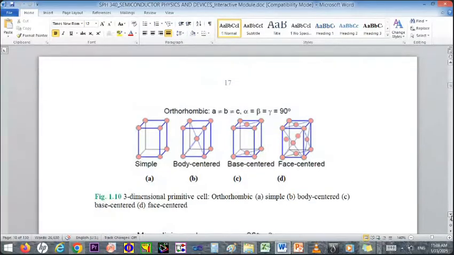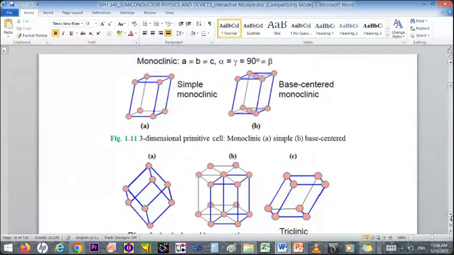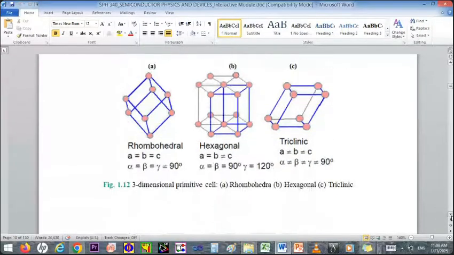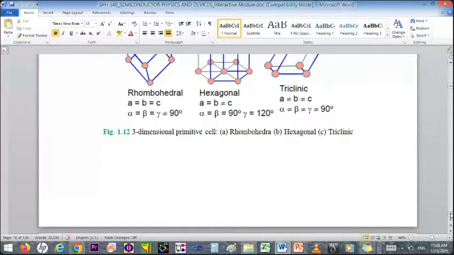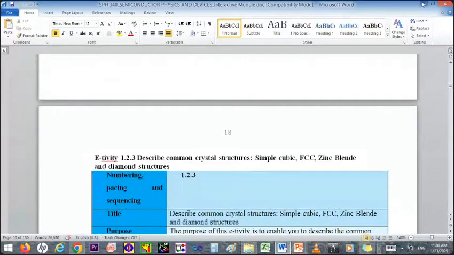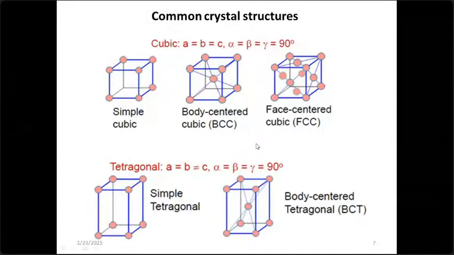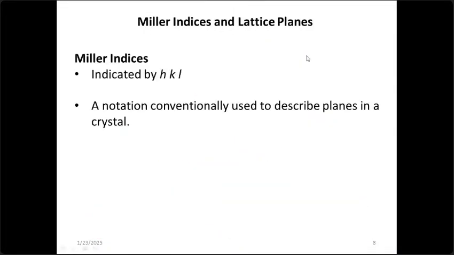The cubic, tetragonal, orthorhombic, monoclinic. We have hexagonal, triclinic, rhombohedral. So there are those different crystal systems, and you can see them if you wish. You can look for them to see the others. So for purpose of this class, we only showed two.